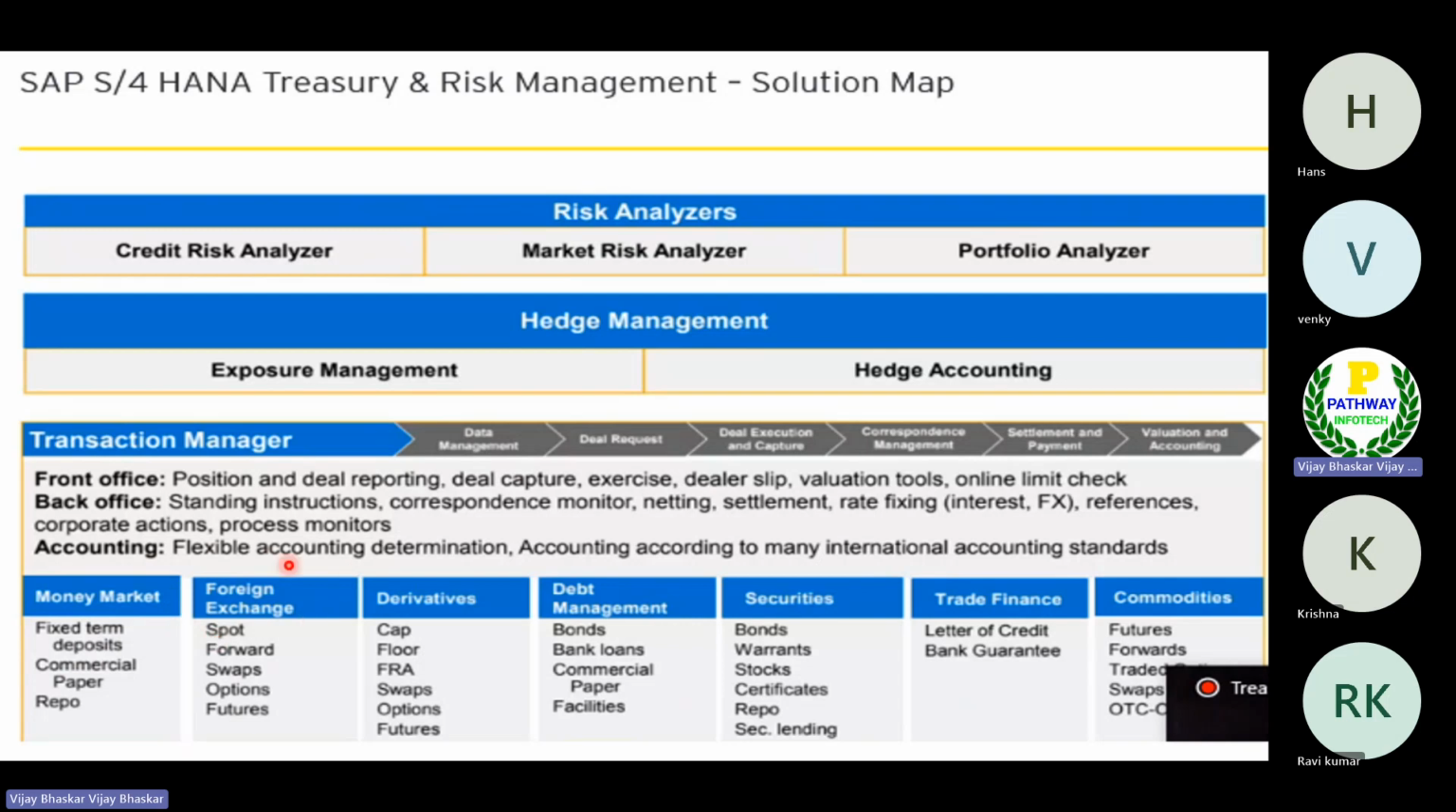Foreign exchange: what is the spot rate, what is the forward, what are the swaps? We need to understand this, because each and every sub-component has been dedicated to some particular product types. The derivatives will have their own products. Now debt management: you can see bonds, bank loans, commercial papers. Securities will be your bonds, warrants, stocks. Then trade finance will be letter of credit and bank guarantee.